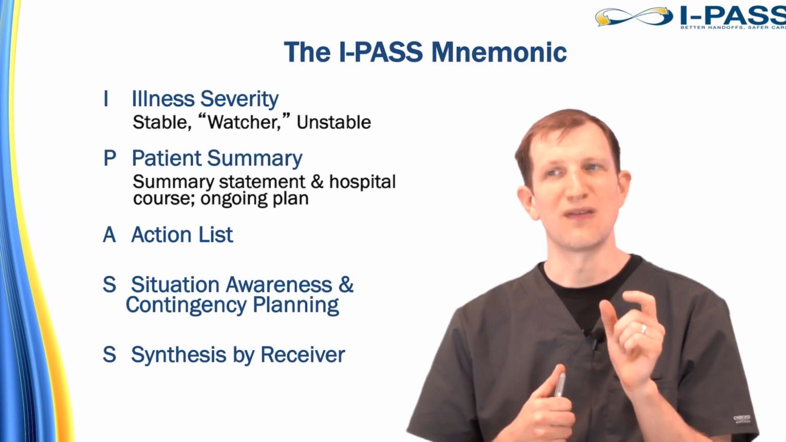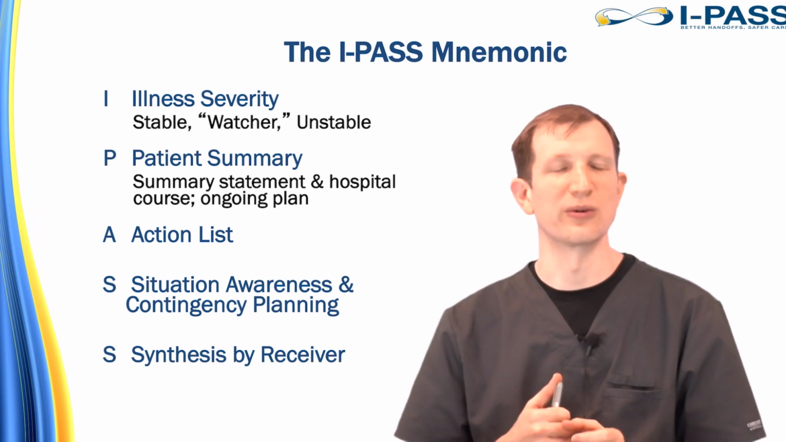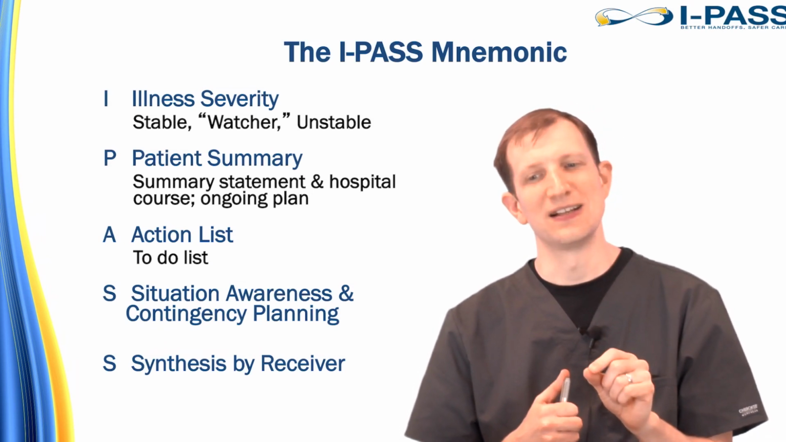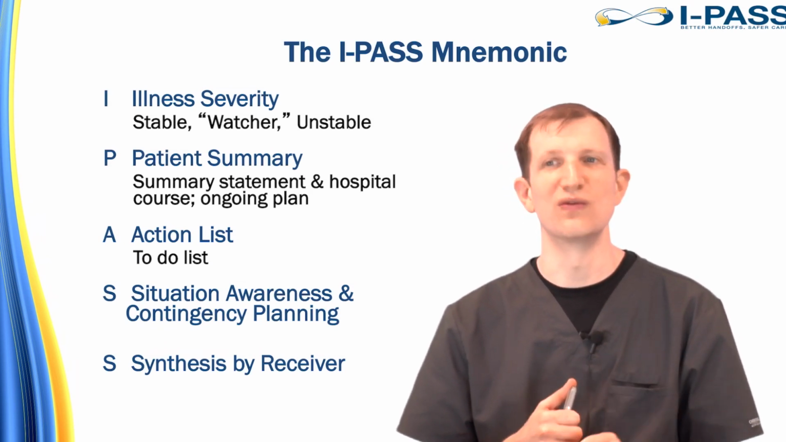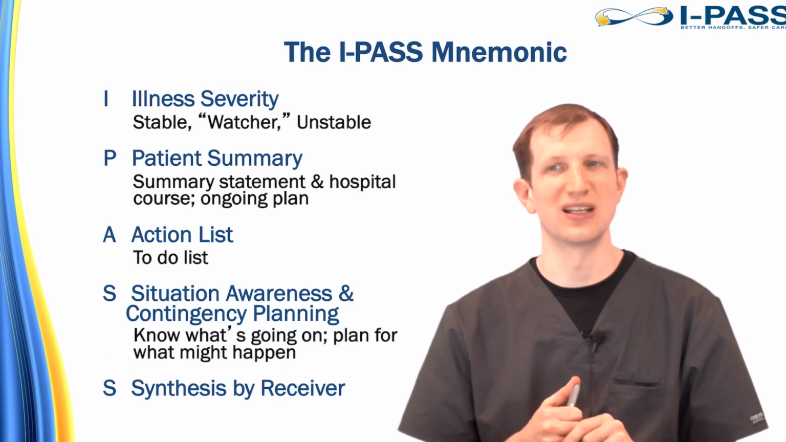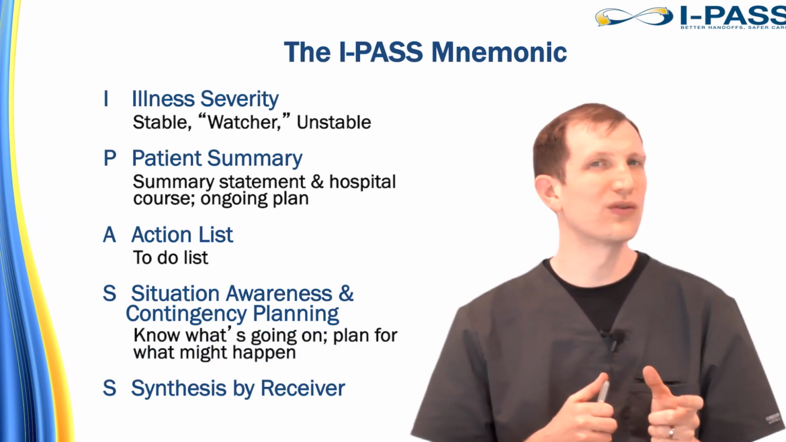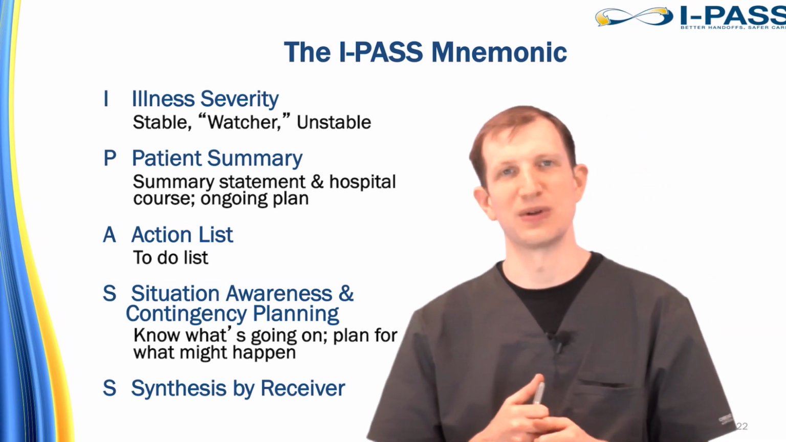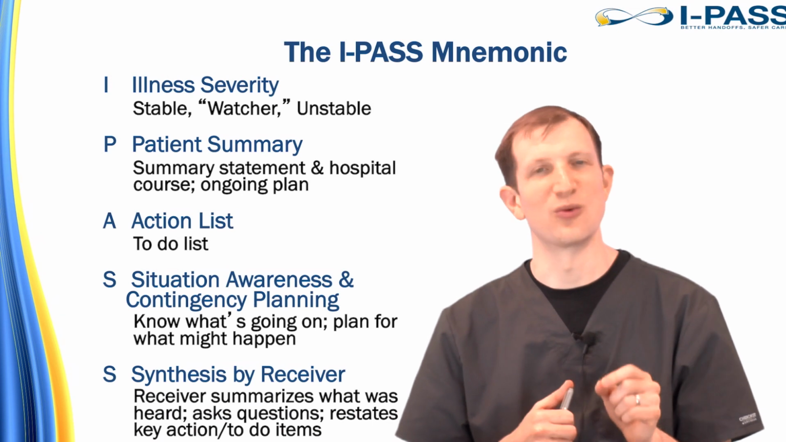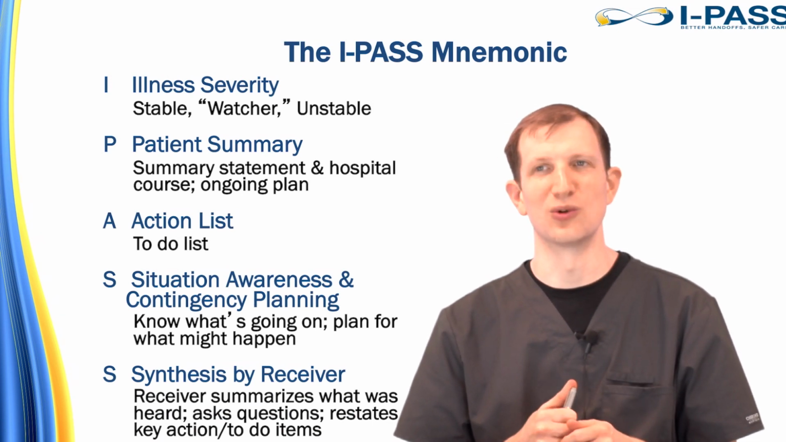Summary statement of the hospital course and an ongoing plan. The next is an action list. So these are the things that the person getting checked out should do overnight. The next is situational awareness and contingency planning. This is knowing what's going on for that patient and what might happen. And finally is synthesis by the receiver. This is the repeat back. Let's dive in a little more.